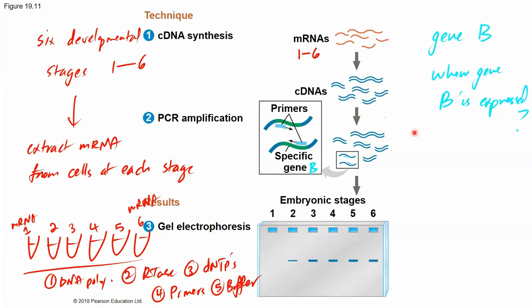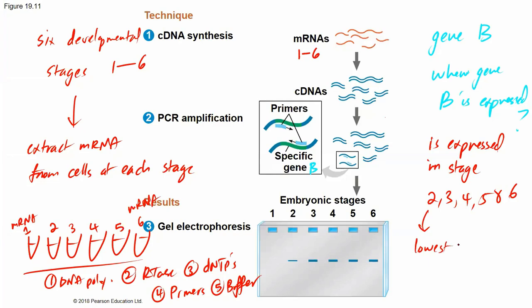So this means that gene B is expressed in stages 2, 3, 4, 5, and 6. Okay. But as you can see here, we have a very narrow band, very thin band, which indicates here we have at stage 2 the lowest expression level. Okay. Here we have similar expression level. So we can conclude from this gel that gene B is expressed in embryonic stages 2, 3, 4, 5, 6. Its expression begins at stage number 2 and continues to be expressed at a high level in stages 3, 4, 5, and 6. Okay.